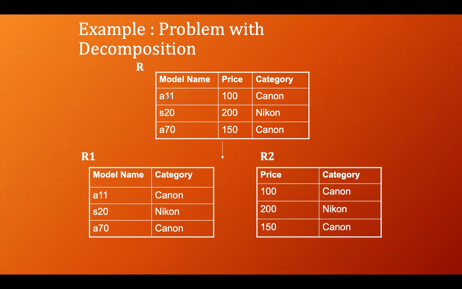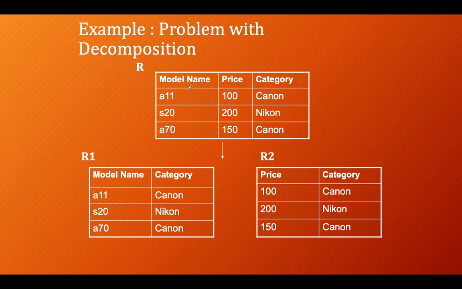Model name is A11, price is let's say $100, category or the company is Canon. Now the model is S20, the price is 200, and the category is Nikon. Again, the model is A70, the price is 150, and the category is Canon. So we have these three data inside a relation.